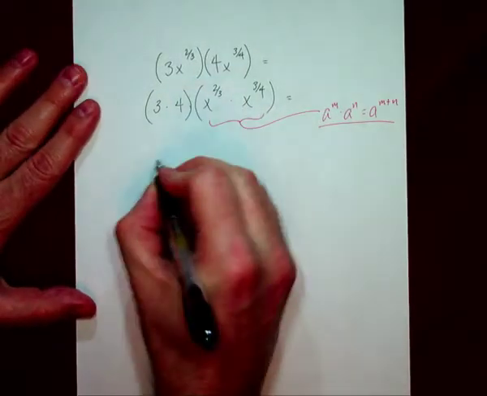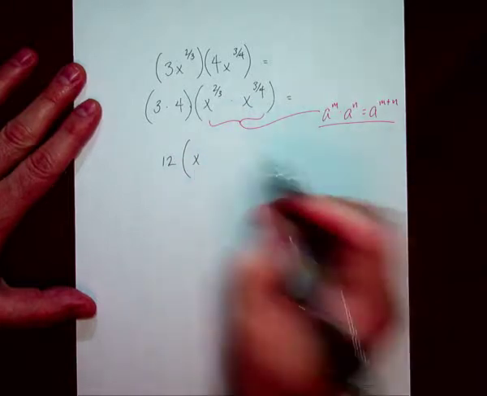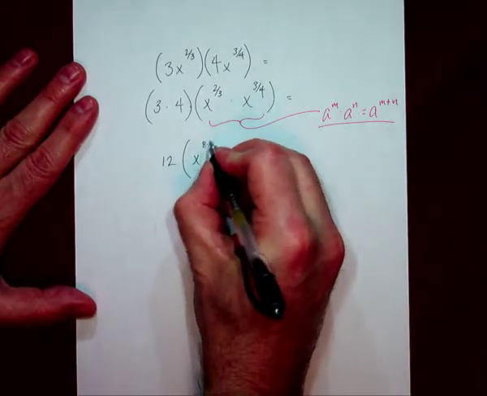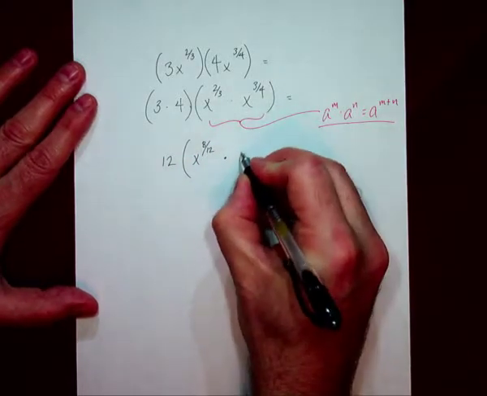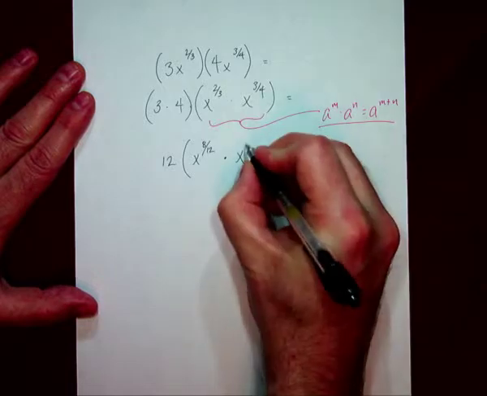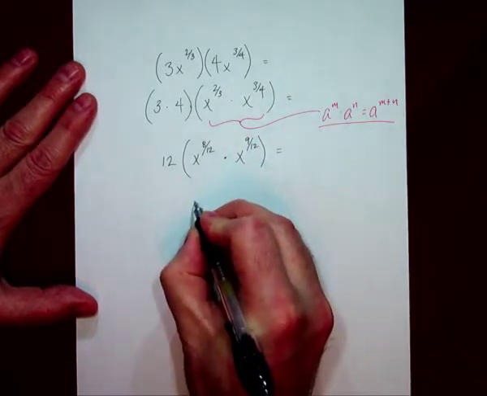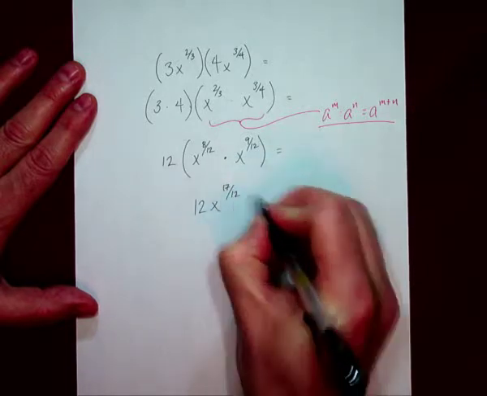Over here you have 3 times 4, so this winds up being 12. This needs to be multiplied by 4 over 4. So basically you need to unreduce 2/3 into 8/12, and you need to unreduce 3/4 into 9/12, and you wind up getting 12 times x to the 17 over 12.